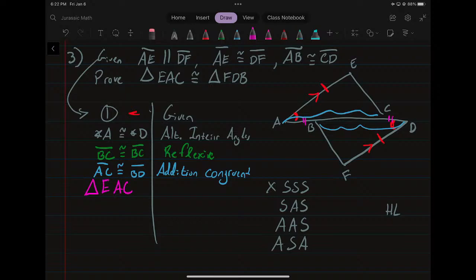And finally, they said triangle EAC is congruent to triangle FDB. Now we just got to pick one of these four. Well, let's see here. We have an angle and two sides. So that means it could be just side, angle, side, because that's the only one that has two sides in it. So we're going to say SAS. And you can see that because this is a side followed by an angle and another side. So if I choose SAS and hit complete, it gave me credit for it. So yay.